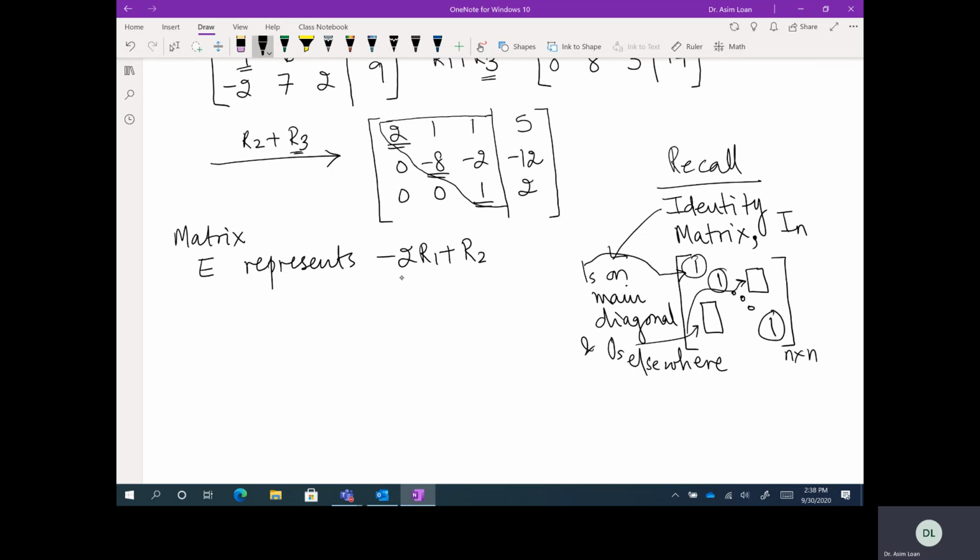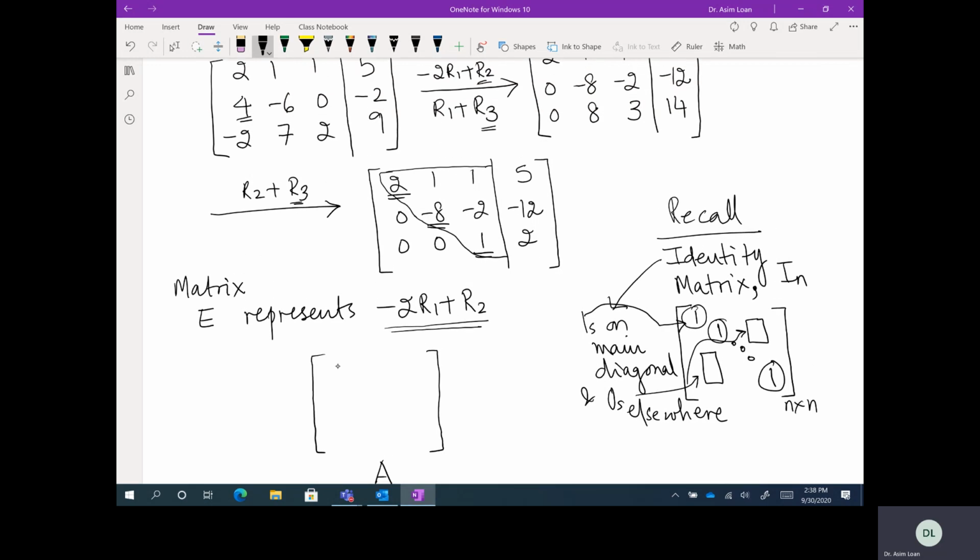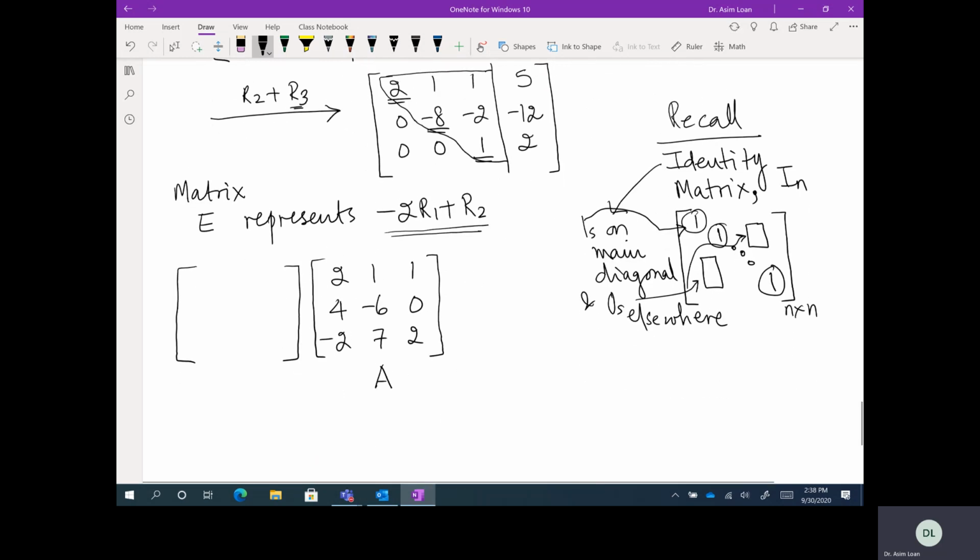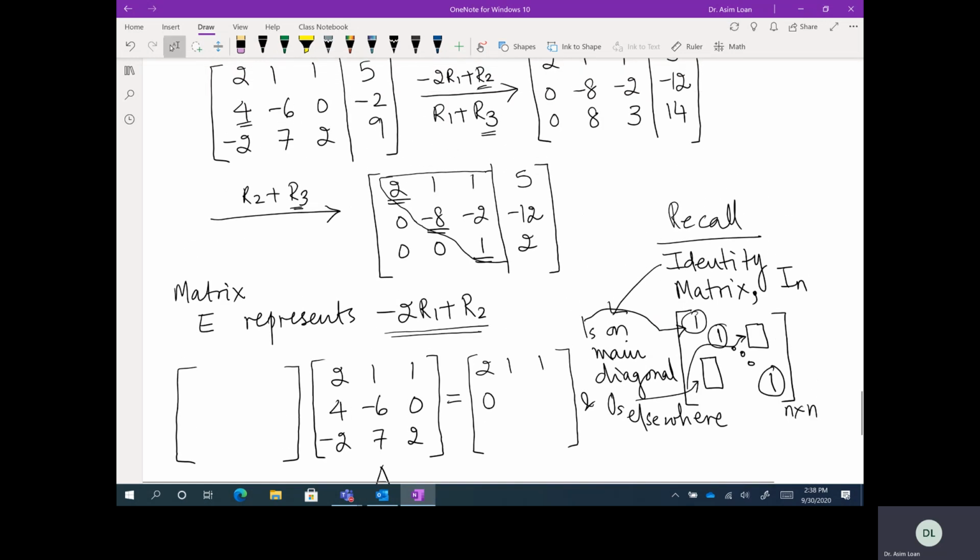Okay, so matrix E represents minus 2 row 1 plus row 2, which means if I have this matrix A over here. So matrix A is 2, 1, 1, 2, 1, 1, 4 minus 6, 0, minus 2, 7, and 2. So what should I multiply over here so that this should be equal to, let me write the answer over here. The first row is the same, 2, 1, 1. The second row should be 0, 0 minus 8 minus 2.